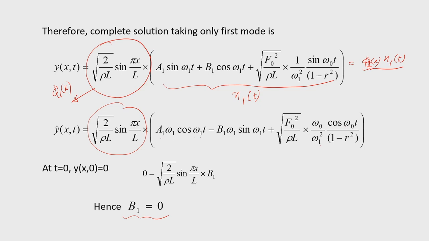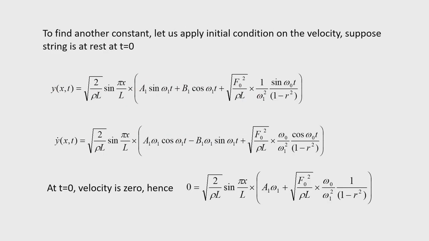The other constant will now be found from the condition of velocity. To find another constant, let us apply the initial condition on the velocity. The string is at rest at t equal to 0, so the initial velocity is 0. The velocity expression we got earlier, rewritten here: root over 2 by rho l sin pi x by l into a1 omega 1 cos omega 1 t minus b1 omega 1 sin omega 1 t, plus root over F naught squared by rho l into, after differentiation, (omega naught by omega 1) squared cos omega naught t divided by 1 minus r squared. At t equal to 0, velocity is 0, hence we put 0 on the left and t equal to 0 on the right.